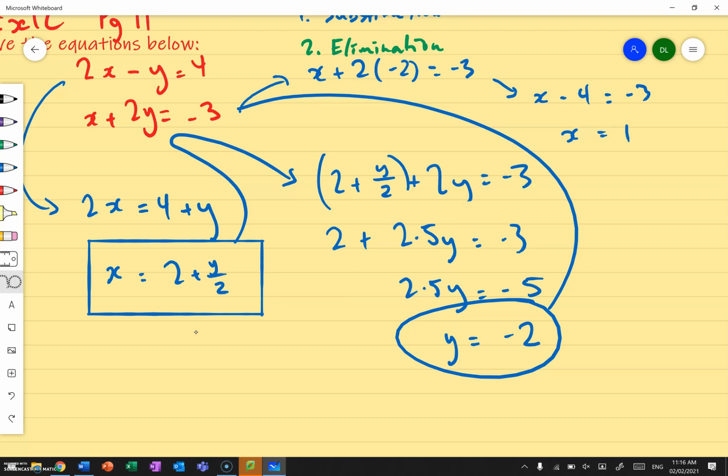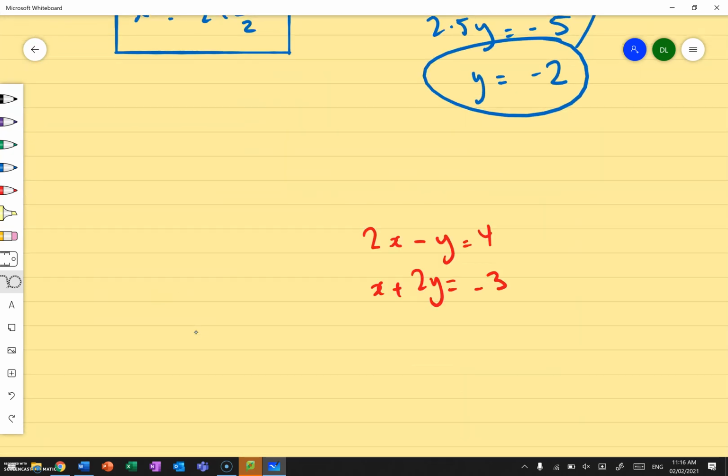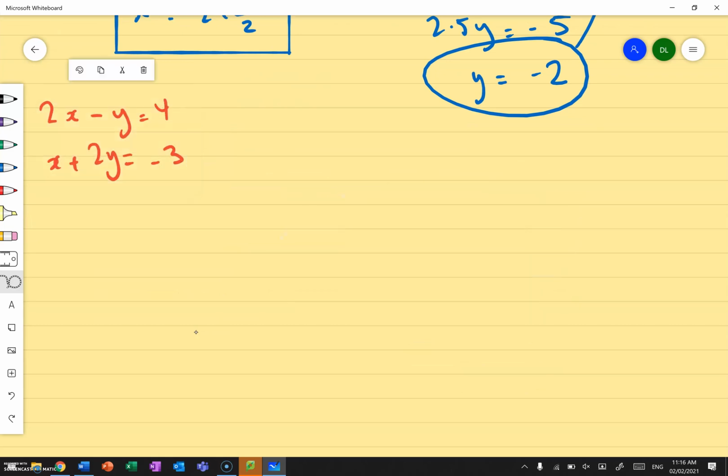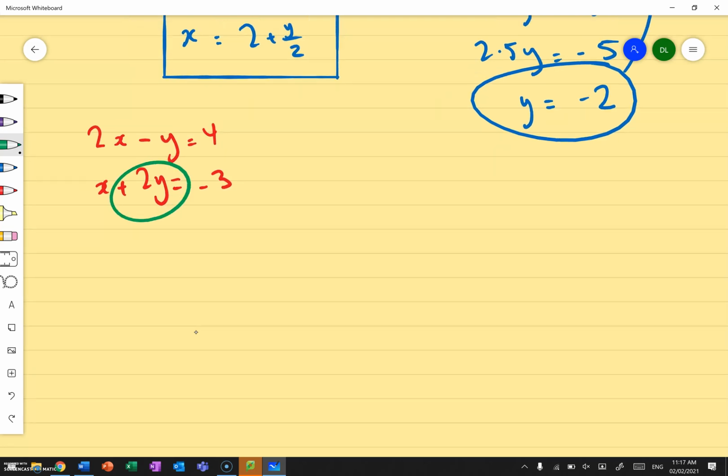So that was substitution, and I've just indicated that using a blue pen. Now I'm going to do the same thing, except I'm going to use elimination. Elimination means I'm trying to cancel out certain things in my equation. So maybe I multiply something, maybe I divide something. In this case, it's easier to multiply. I've got positive 2y here, and I've also got a negative y there. What if I multiply the top equation by 2, and I get 4x minus 2y equals 8?